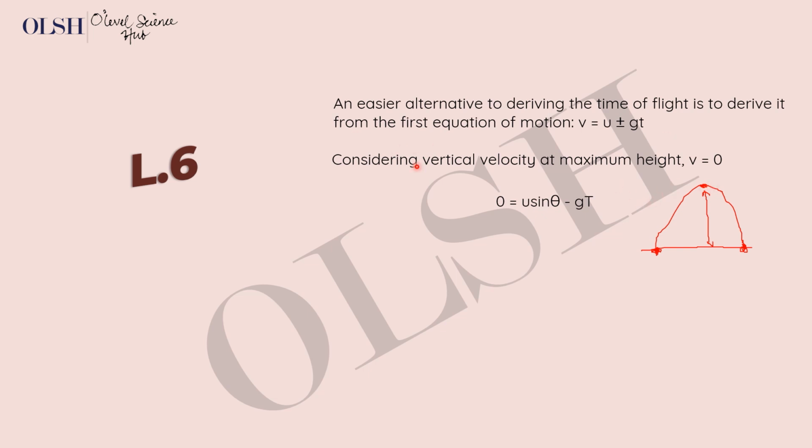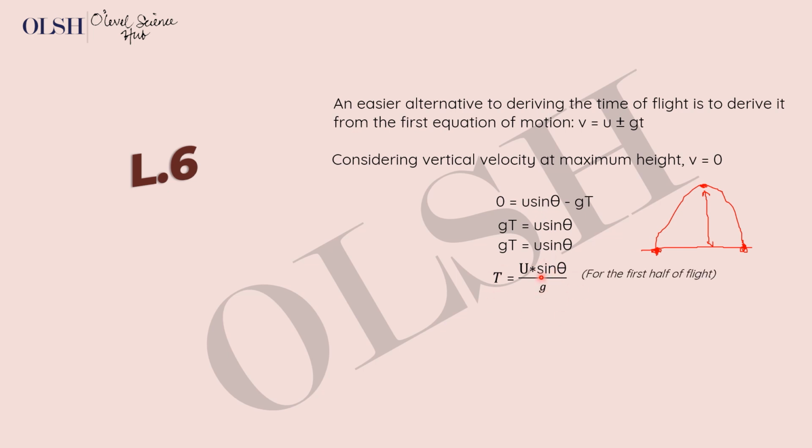So if we consider that to be the case, then we would have this formula as 0 equal to u sine theta minus gt. Simplifying this, we have gt equal to u sine theta, which eventually gives us t equal to u sine theta over g.